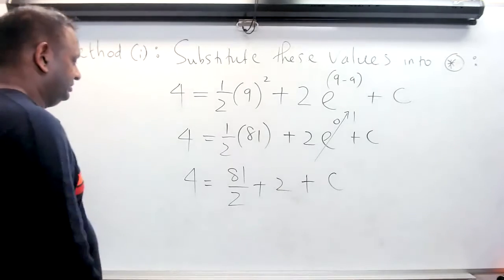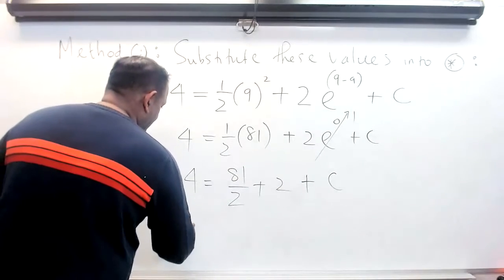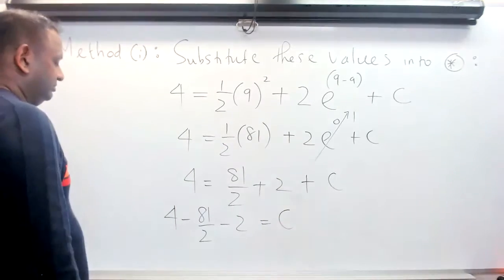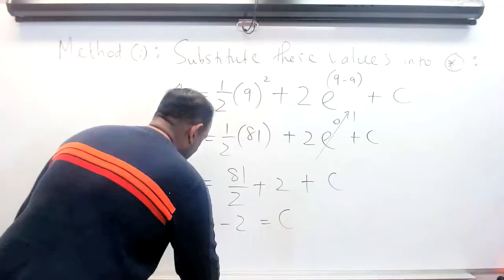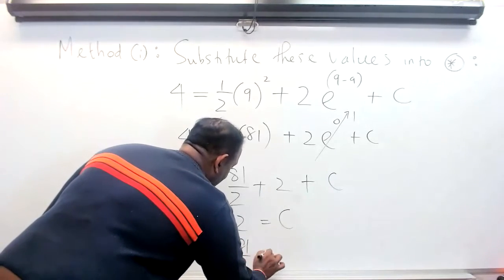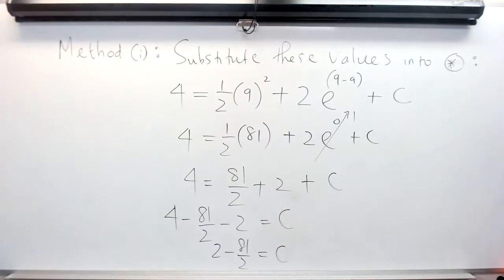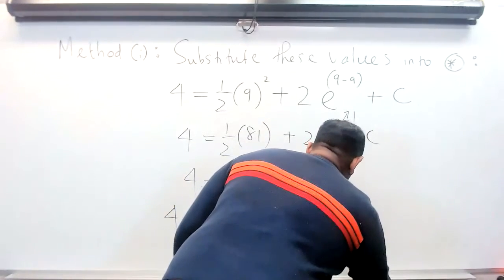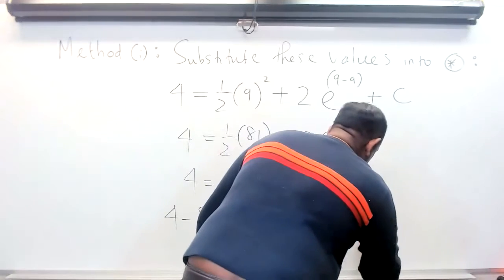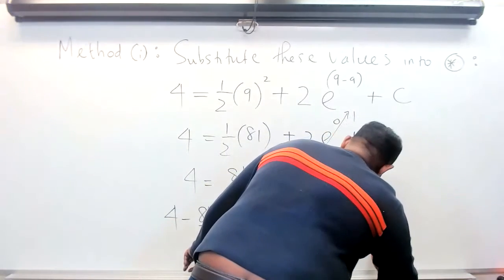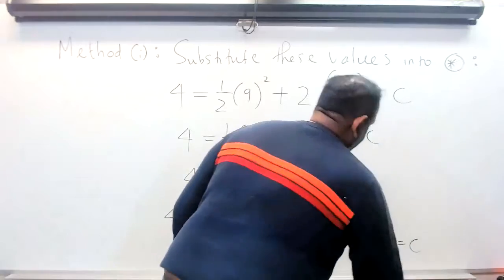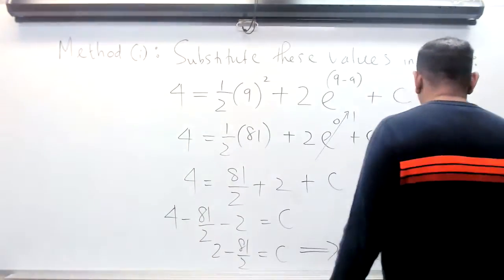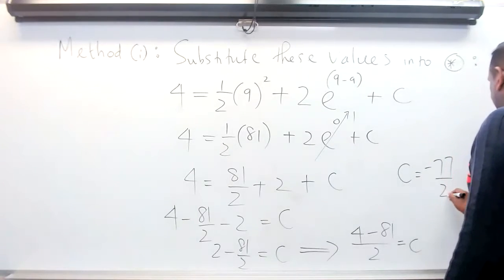Let's simplify. Bring everything to this side: 4 minus 81 over 2 minus 2 is c. 4 minus 2 is 2, so 2 minus 81 over 2 is c. 2 times 2 is 4, so 4 minus 81 over 2 gives c. C equals negative 77 over 2.